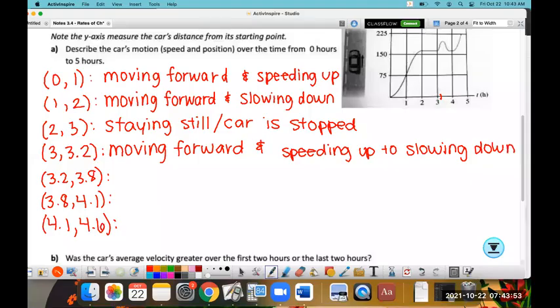Pretty much the exact opposite for 3.2 to 3.8. Moving backwards. Like I said, that position is going from a higher amount to a smaller amount. And I'm going to say that I am, well, it looks like this is a lot steeper than it is down there. So I am actually still speeding up to slowing down, which I hope would make sense.